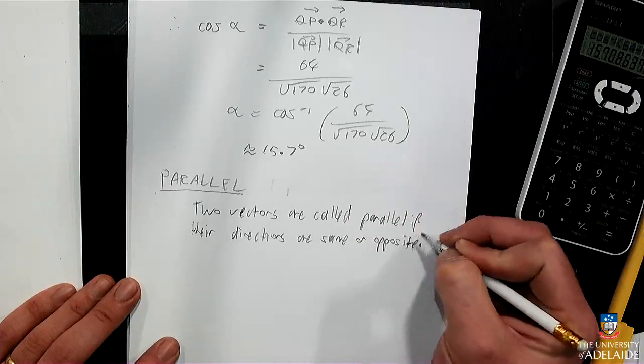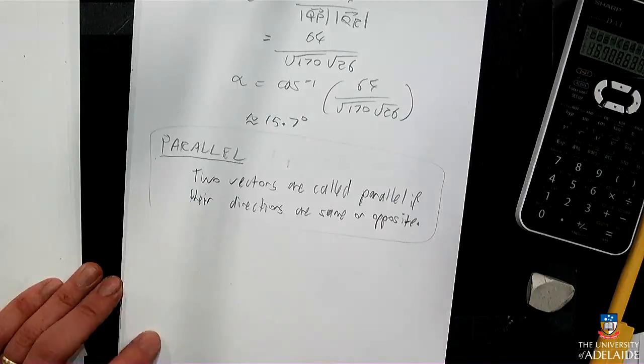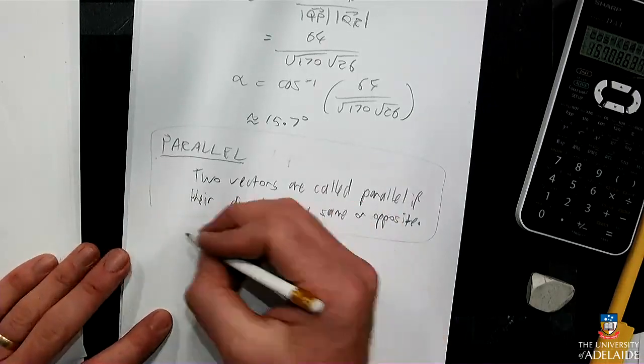They're same or opposite. And that's the definition. And the important thing about parallel vectors is that if one vector is a scalar multiple of the other, then they're parallel. And if they're parallel, one of them will be a scalar multiple of the other. In fact, both of them will be a scalar multiple of the other, but just a different multiple. So it's like a theorem.